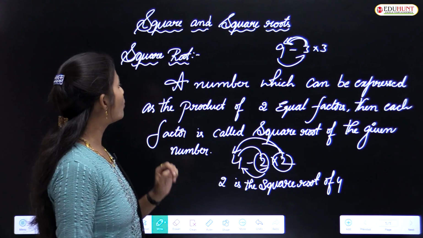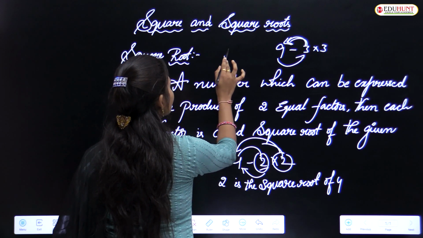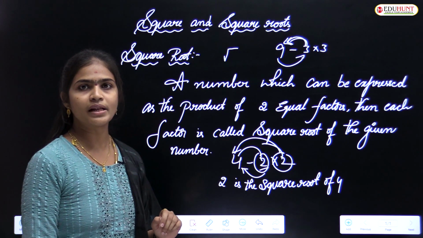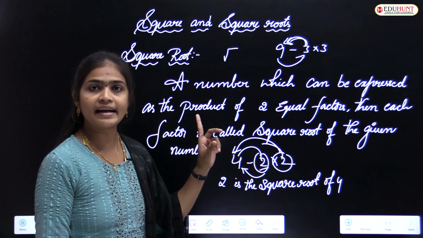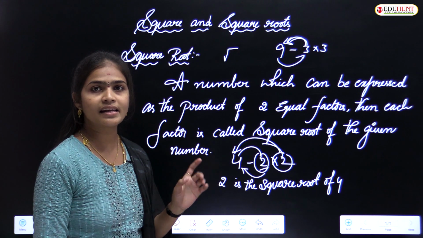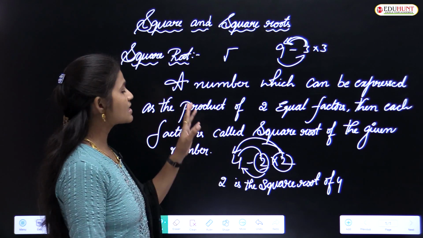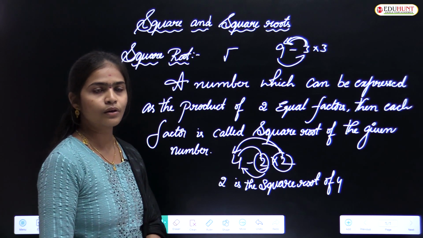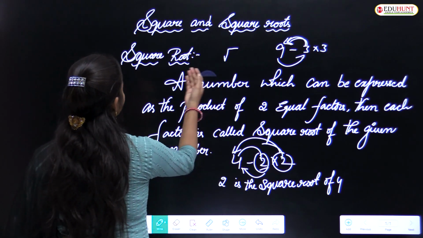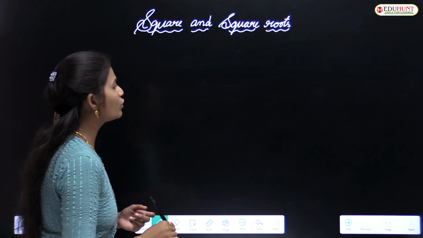Now see, what is the symbol we use for the square root? This is the symbol. We call it the radical symbol. We will discuss that in the third concept. So how do we find the square root of a number?